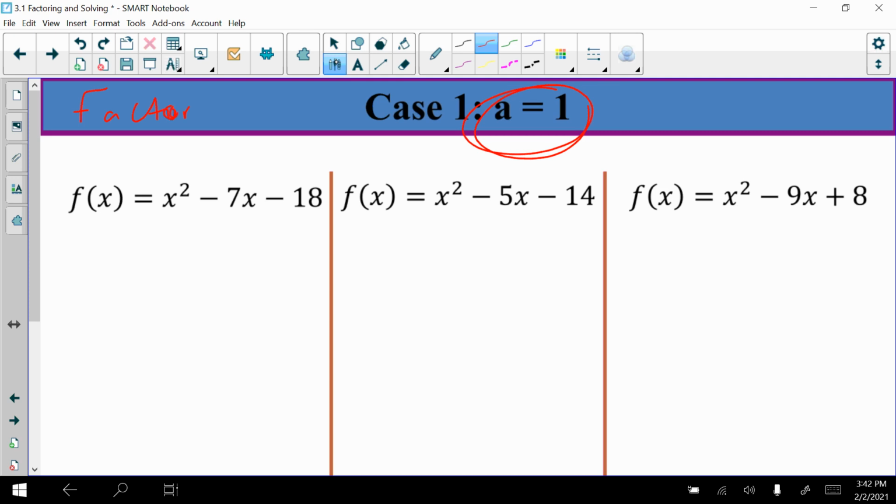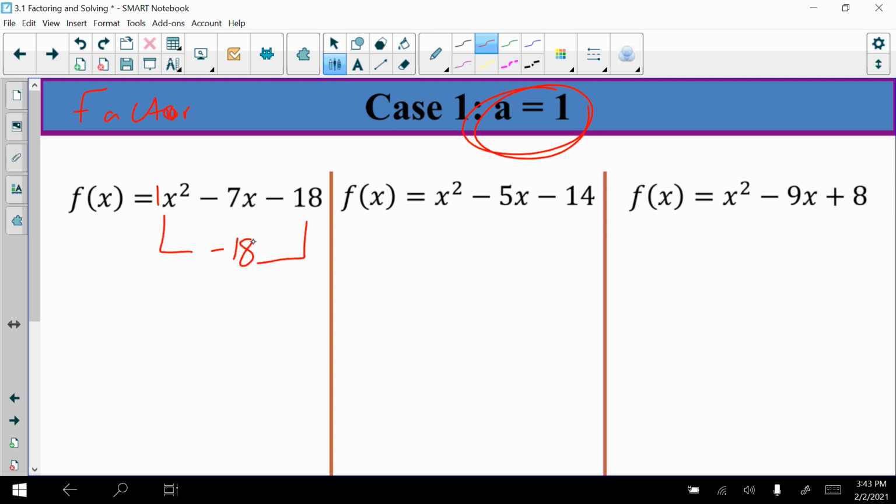I am going to show you the process that we're going to run through. Bear with me as I go through it, and I promise we're going to practice this as we come back to class a little bit more. What we're going to do first is multiply the A value times the C value, the first number times the last number. Remember, the first number is a 1. 1 times negative 18 is negative 18.